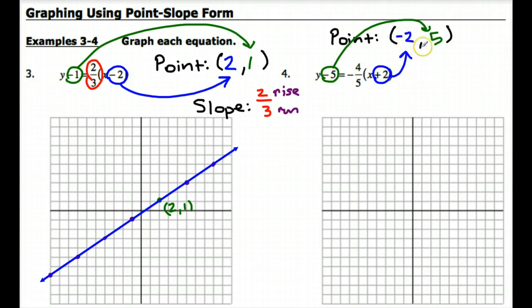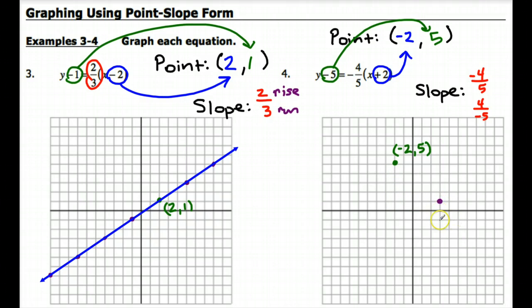So we're going to start out at the point (-2, 5), which is going to be left 2 and up 5 from the origin. Okay, so right there. Our slope for this line is negative 4/5. So again, I can treat that as negative 4 over positive 5 or positive 4 over negative 5. And so if I go to my point (-2, 5), that means I can either go down 4 and right 5.